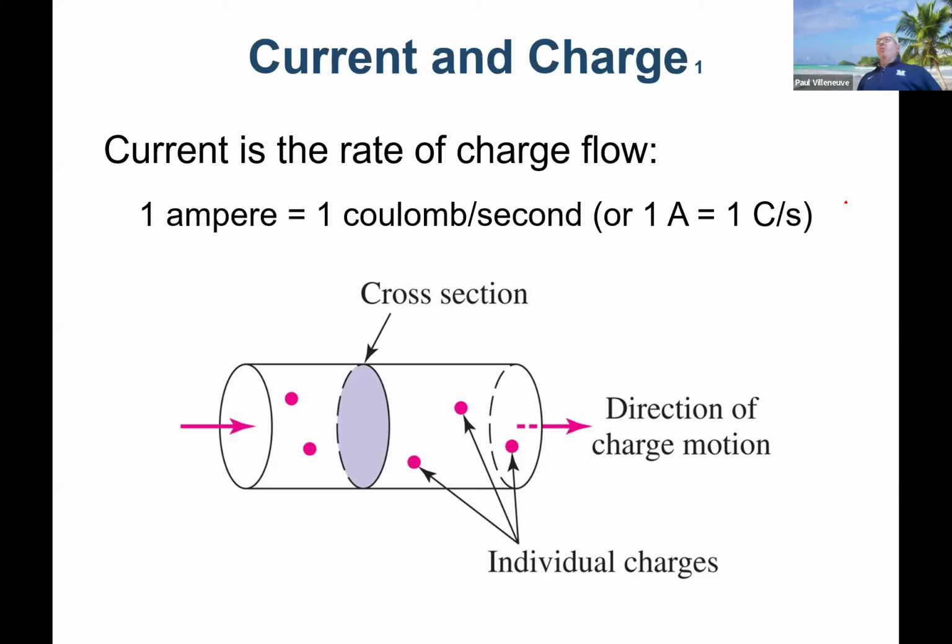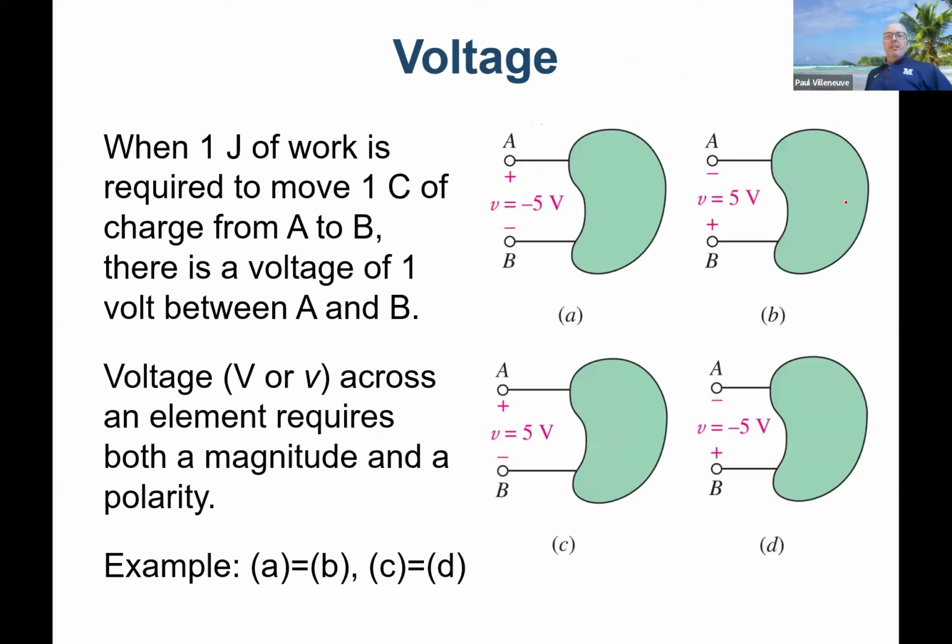So yeah, we're just monitoring individual charges going through a specific area, and it's a specific cross-sectional area. Voltage, what's the definition of voltage? So this is the definition, and it's key to understand. 1 joule of work required to move 1 coulomb of charge from point A to point B is the equivalent of 1 volt. So what would the units be for voltage?